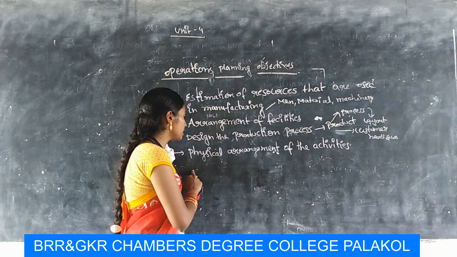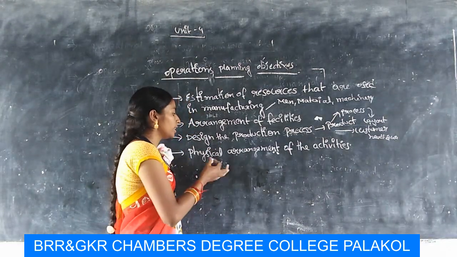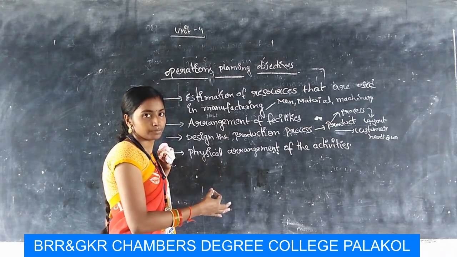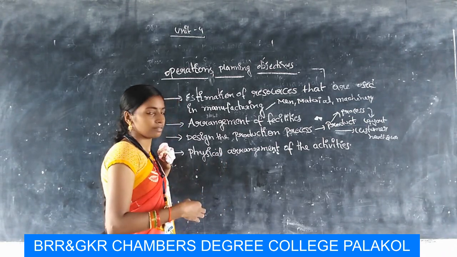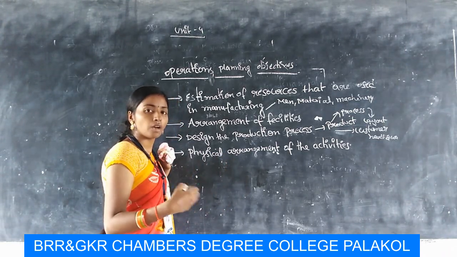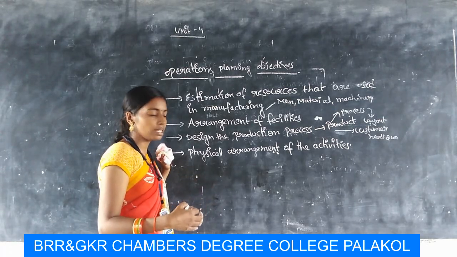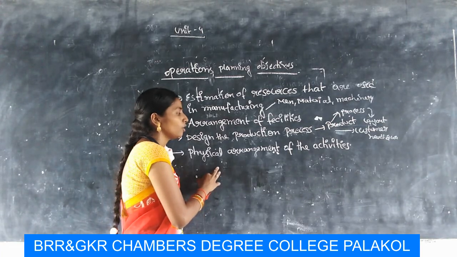And the next one is physical arrangement of activities. Here, we arrange all the activities in the organization, meaning the physical elements which convert raw materials into finished goods, and how their conversion process will occur. All these elements are arranged physically in the organization.